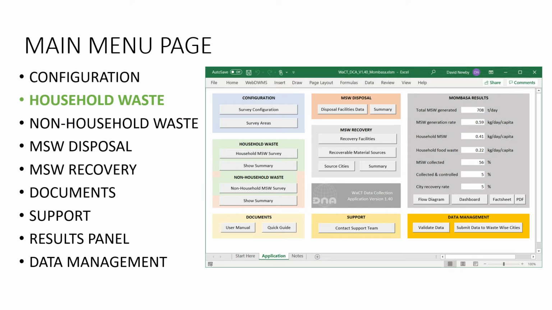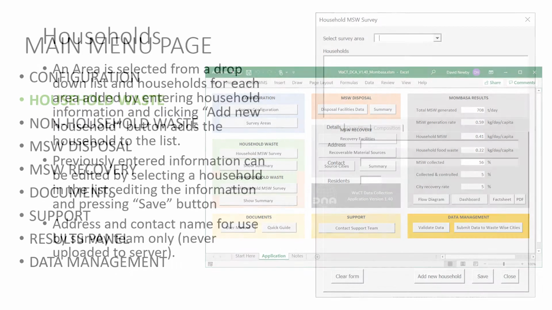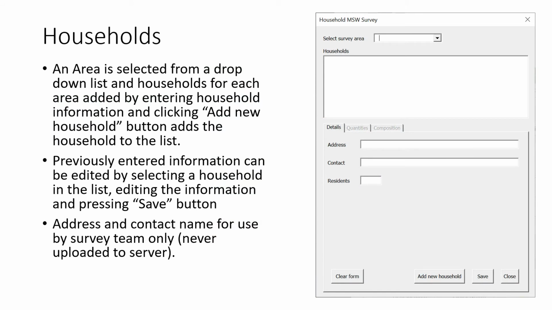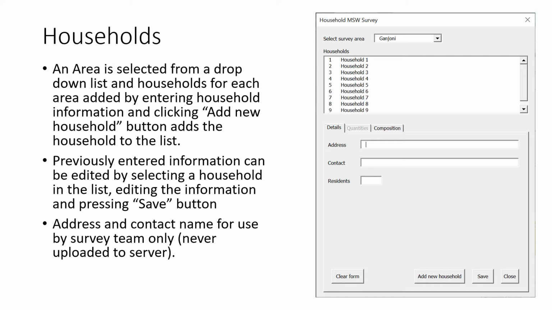We're now ready to start entering information on our household waste generation. Click the Household Municipal Solid Waste Survey button. The households form is displayed. First, select an area and enter details of the first household to be surveyed and click the Add New Household button. Be sure to enter the number of residents. You can enter contact information if useful for household identification by the survey team. Household contact details are for local use only and never transmitted to the online server. Repeat this for all households in the selected survey area.